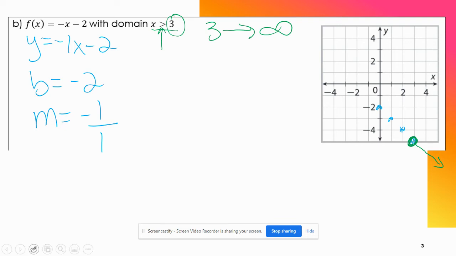So I have to come back with my eraser, and I can't have these other 3. And then I'll make sure that I have this open circle there at 3. And so that is my graph. Let's try another one.